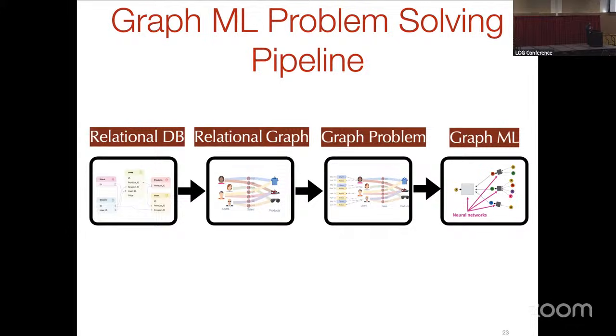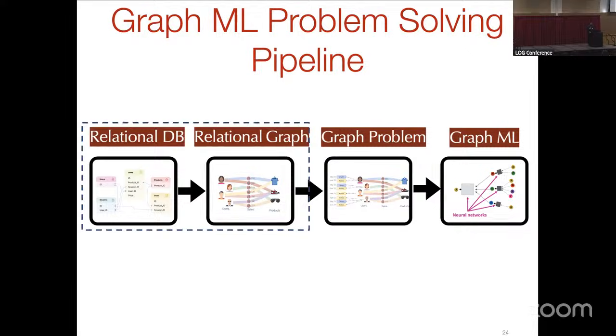So, the whole pipeline of relational deep learning goes as follows. We start with the relational database. We transform the relational database into a relational graph. Then we transform the predictive task into a graph machine learning problem. And then we build graph machine learning models, GNNs, transformers, foundation models, in order to answer such predictive queries. And this is what we're going to discuss today.